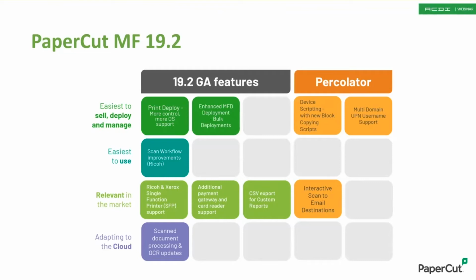When talking about selling PaperCut, then we find features like more OS support with print deploy and bulk MFP deployments, easy things to talk about and present to your customer. Enhancing Ricoh's MFDs will make their devices easier to use. As to what's happening with printing, we'll talk about some new single function licenses as well as cloud updates with scanning. Ready to check it out?